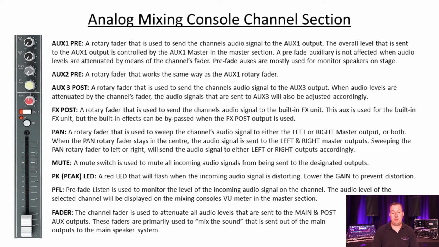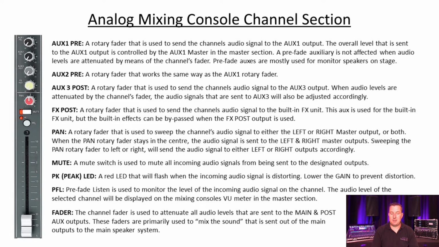The pan is a rotary fader that is used to sweep the channel's audio signal to either the left or right master output, or both. When the pan rotary fader stays in the center, the audio signal is sent to the left and right master outputs. Sweeping the pan rotary fader to the left or right will send the audio signal to either left or right outputs accordingly. The mute is a switch that is used to mute all incoming audio signals from being sent to the designated outputs.